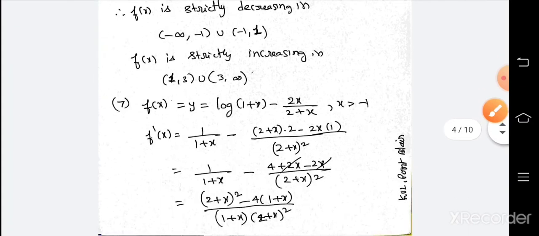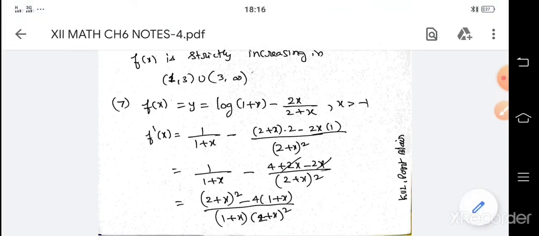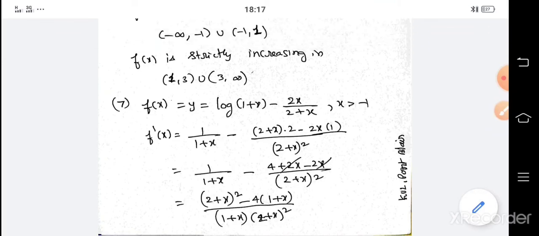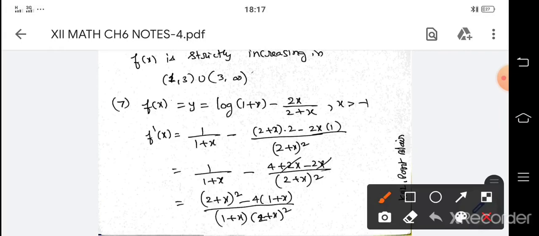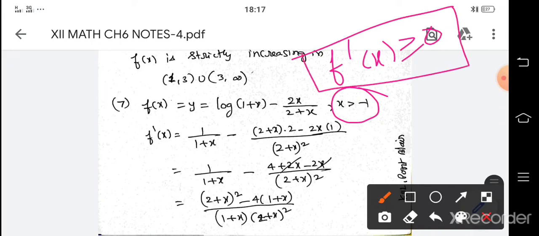Next question. Very important model. Show that y is equal to log of (1 plus x) minus 2x by (2 plus x), where x greater than minus 1, is an increasing function throughout its domain. Throughout its domain means we should prove, for x greater than minus 1, f dash of x greater than or equal to 0. Because they are telling it is an increasing function throughout its domain.